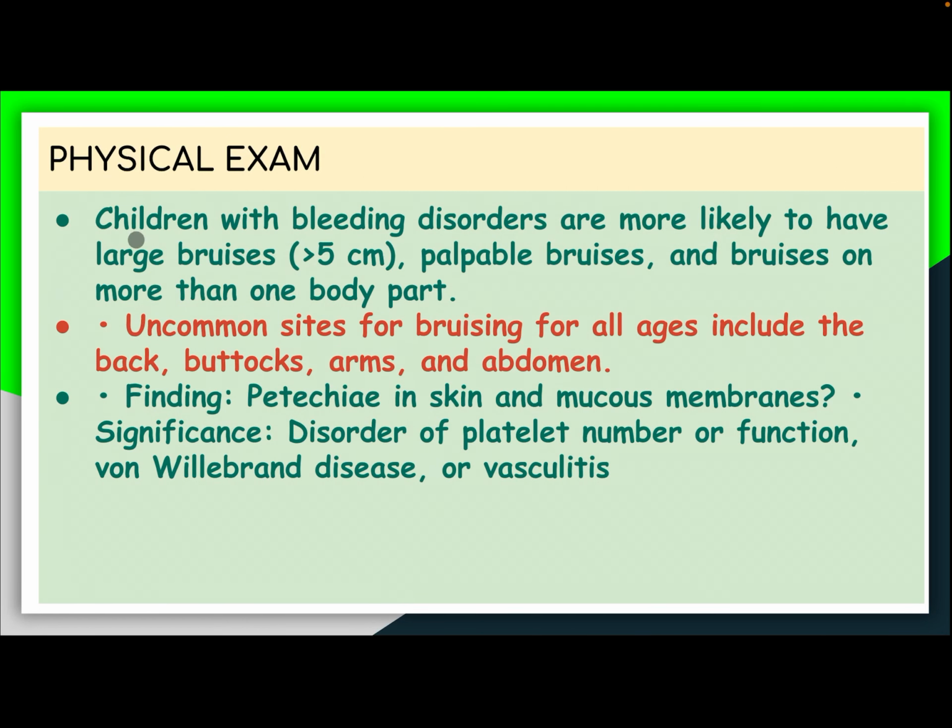Physical examination findings. Children with bleeding disorder are more likely to have large bruises more than 5 cm, palpable bruises, and bruises on more than one body part. Uncommon sites for bruises for all ages include the back, buttocks, arm, and abdomen. Finding petechiae in the skin and mucous membrane, significance: disorder of platelet number or function, von Willebrand disease, or vasculitis.